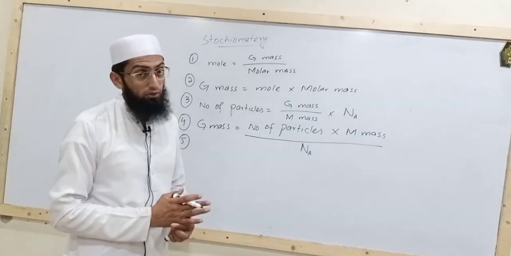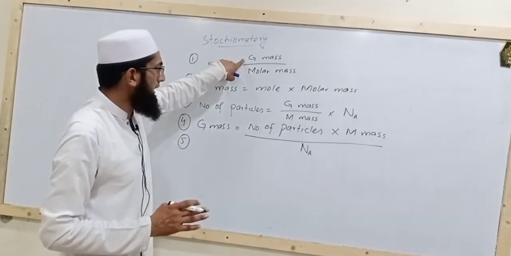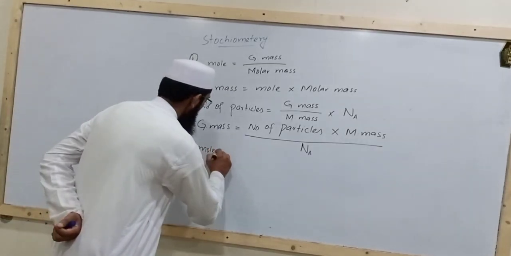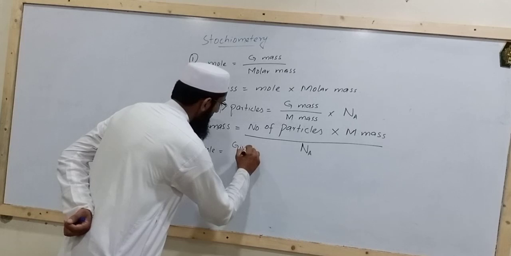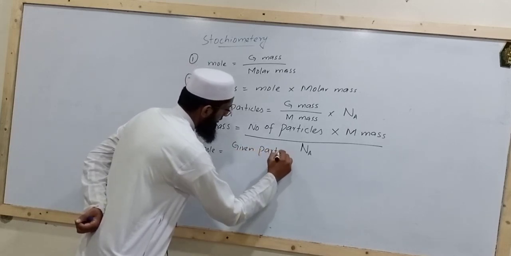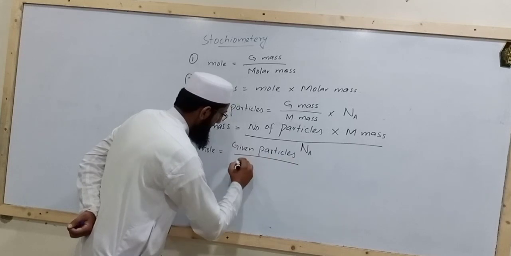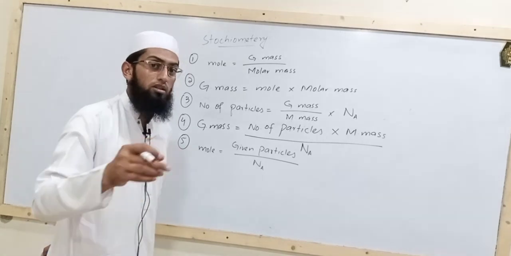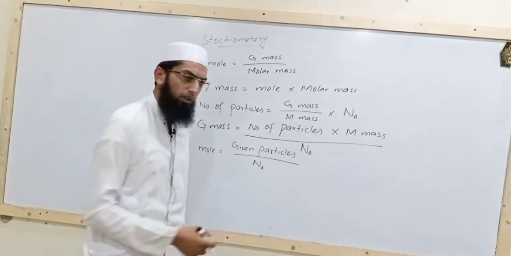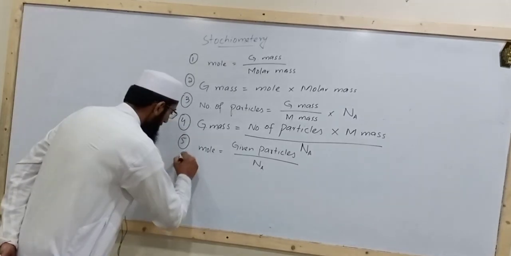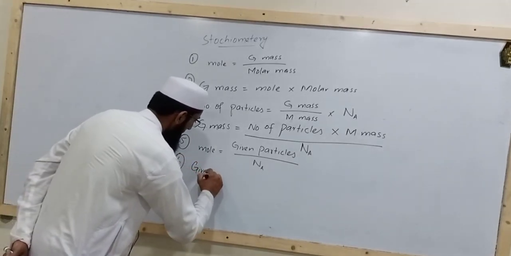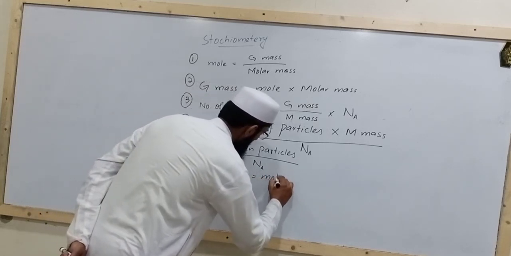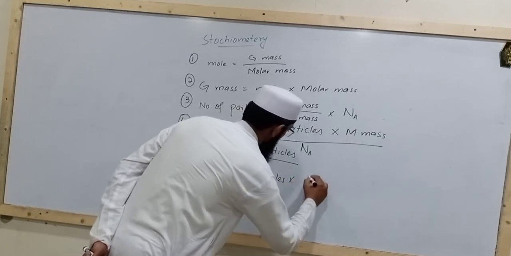So the fifth is when we have the number of particles and we have to find the moles. Earlier we were finding the moles from given mass. Here we find the moles from given particles divided by Avogadro's number. But when you are given the moles and you have to find the given particles, you rearrange it. What do you write? Given particles is equal to moles multiplied by Avogadro's number.